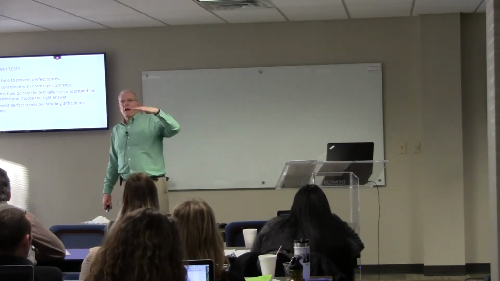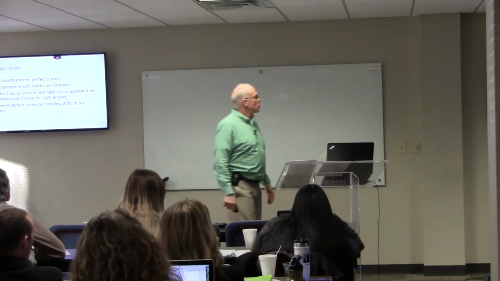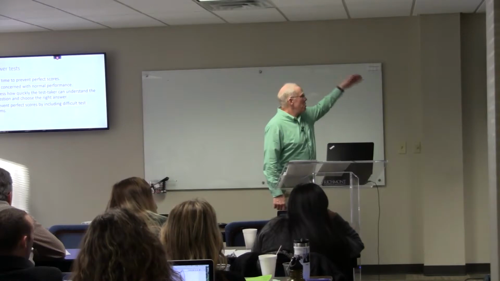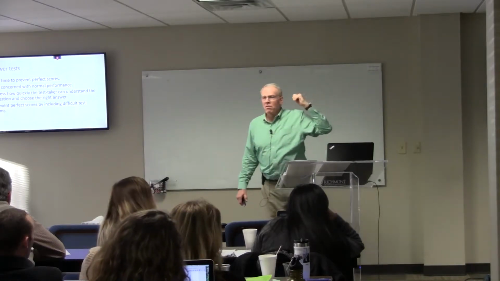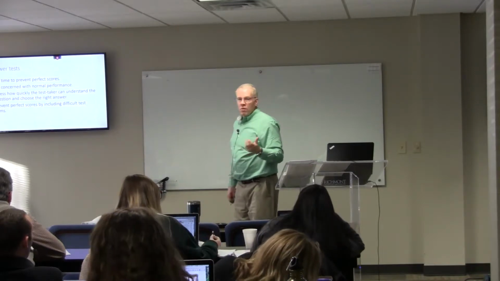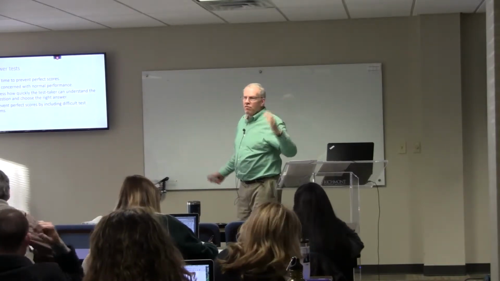You include difficult items because you want to discriminate between those who know the material and those who do not. Power tests try to do that by having items that discriminate. Speed tests try to do it by time. Yeah, C is more of a speed test question. B you can eliminate pretty easily because it doesn't make sense. Concerned with normal performance. Power tests are just a way of trying to assess.